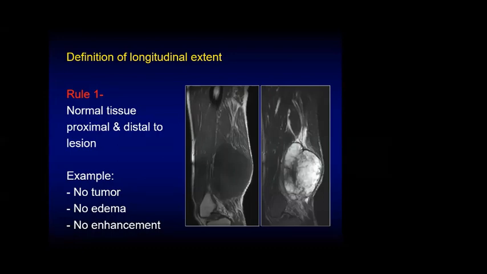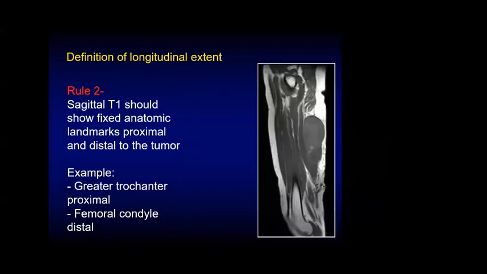And rule number two, when you do the secondary orthogonal plane for soft tissue sarcomas, is that you should always have a fixed anatomic landmark proximal and distal to the tumor. An example of that, for this patient with a soft tissue tumor in the thigh, the proximal bony landmark is the greater trochanter, and the other landmark distally is the femoral condyle. So always have a landmark proximal to the tumor and a landmark distal to the tumor.